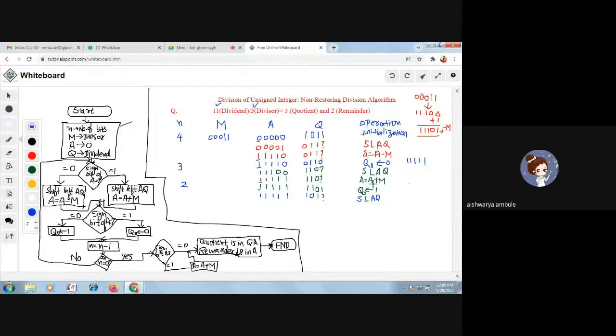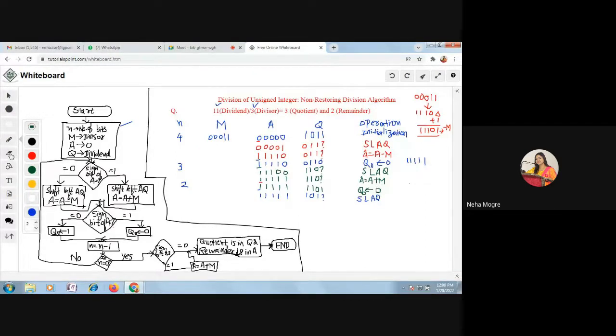Ma'am, if the sign bit is 1, then Q0 will be 0, right? Yes, the sign bit is 1. Yes, that's what I'm saying. See, sorry, sign bit is 1, Q0 is 0. So this is 0.